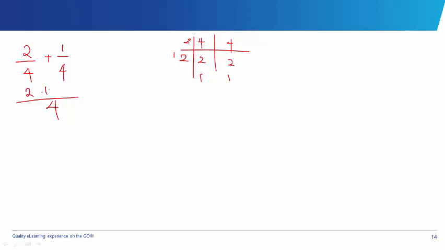We bring down a plus. 4 divided by 4, 1. 1 times 1 is 1. We'll now do 2 plus 1 is 3. We bring down this 4. So our answer is 3 over 4. Let's take another example.